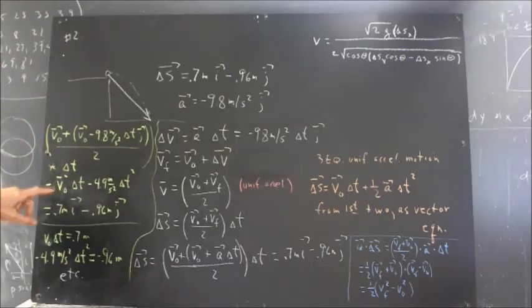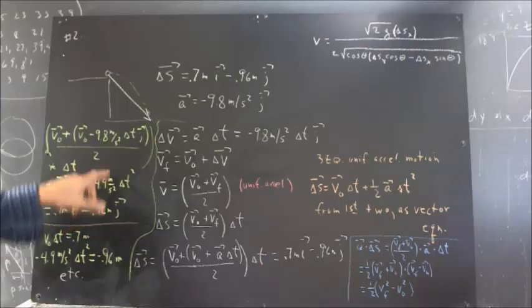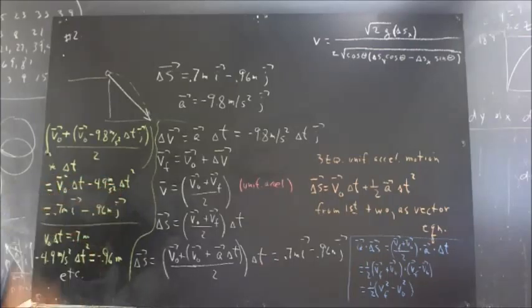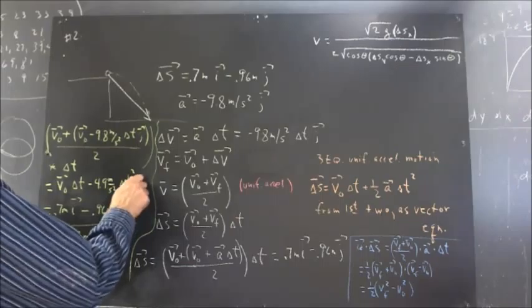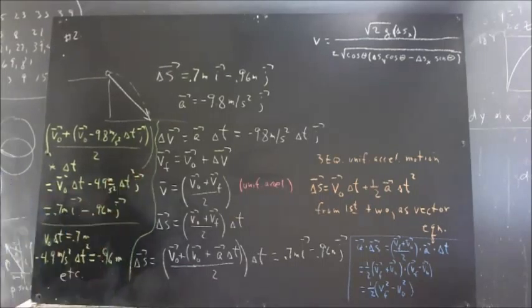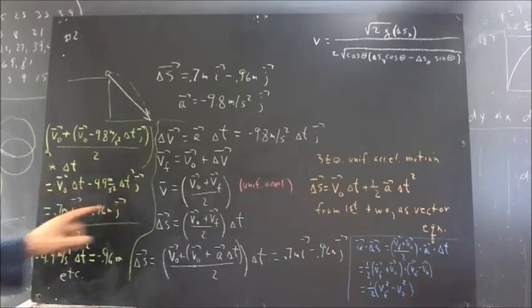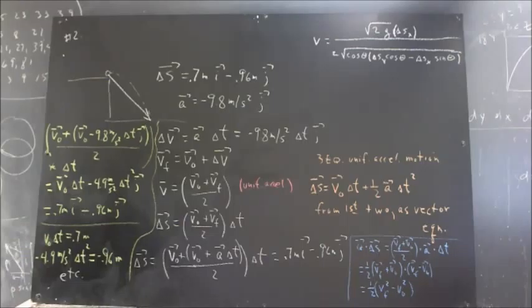And that's equal to, well, we simplify it, we get the V naught delta T minus 4.9 meters per second squared times delta T squared times J. Left off the J. Now our V naught is already a vector, but over here we need to have the J. So now we have this equal to 0.7 meters minus 0.96 meters times J.